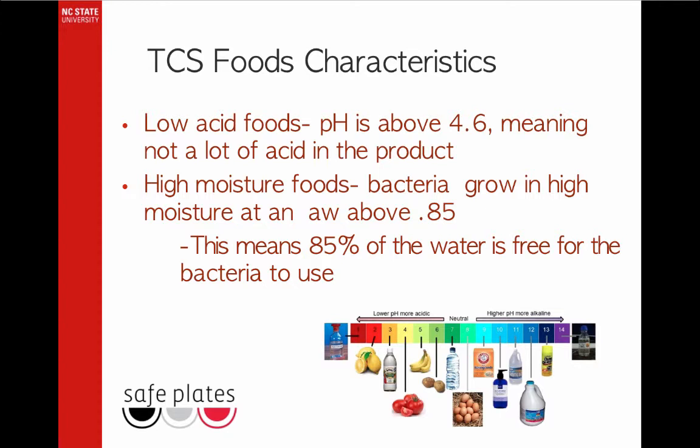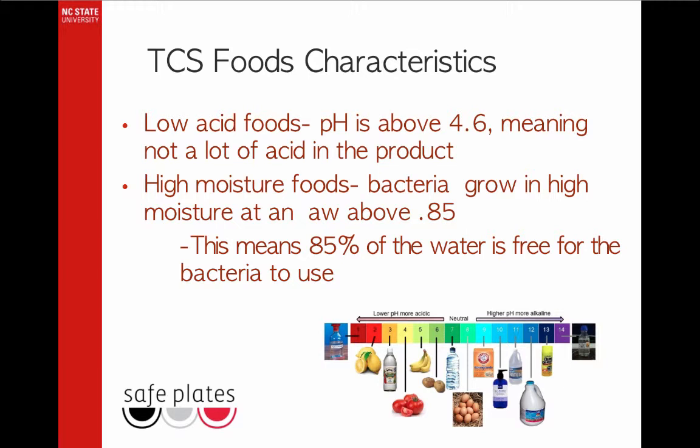The quality will go bad over time, but in terms of safety, the pathogens that we worry about won't grow in a high acid environment below a pH of 4.6. The foods we listed are also high moisture, high water activity foods. Bacteria need a water activity of above 0.85 to grow.